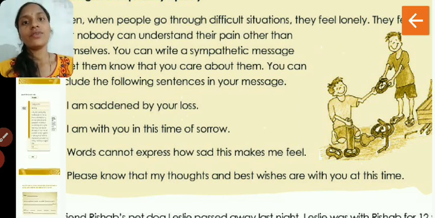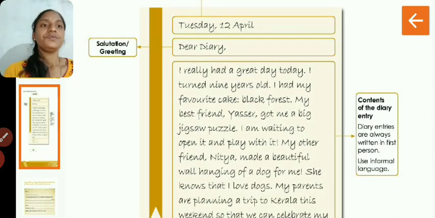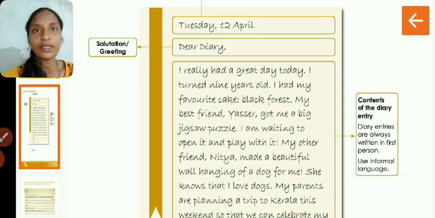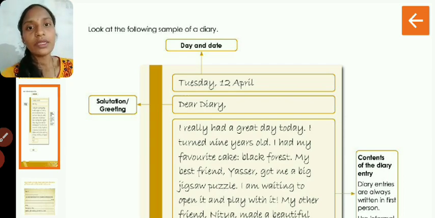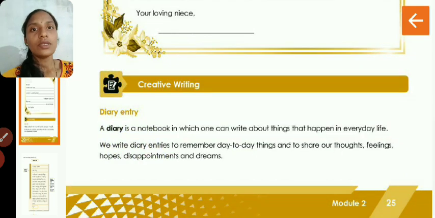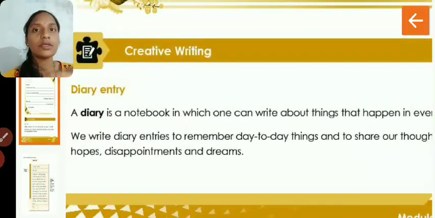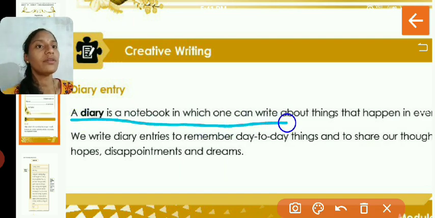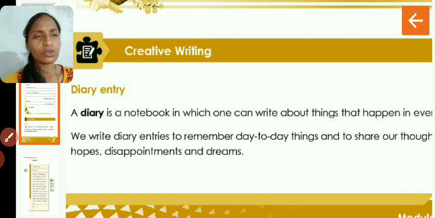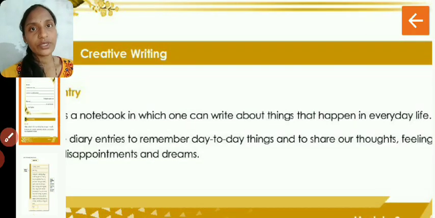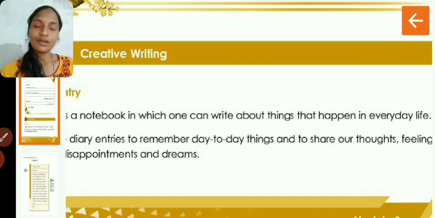After message writing, we learned about the diary entry, right? In a diary there are certain rules to follow. Now, why do we write a diary? What is a diary entry? A diary is a notebook in which we can write about things happening in everyday life. When you are happy, when you are sad, when something special happens in your day, you can mention it in your diary. You can mention your thoughts also. That's why a diary is written.